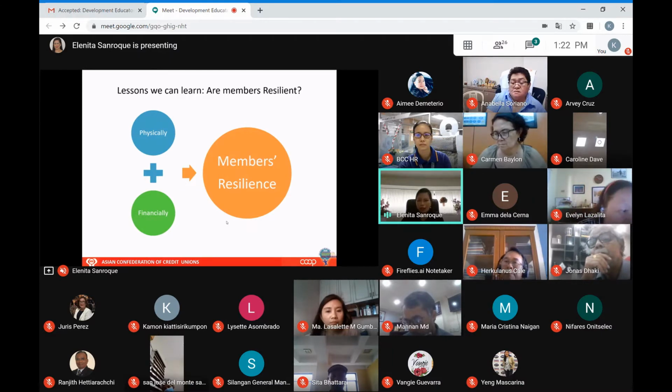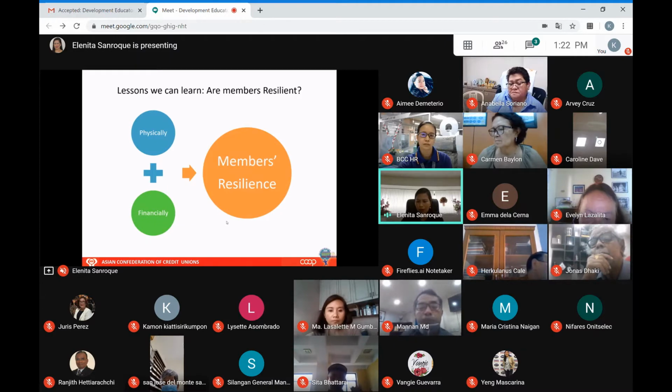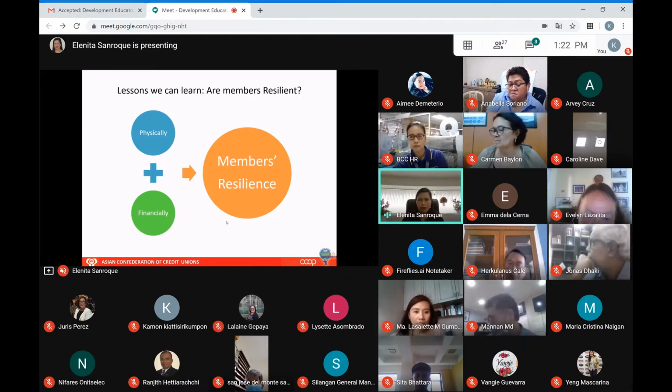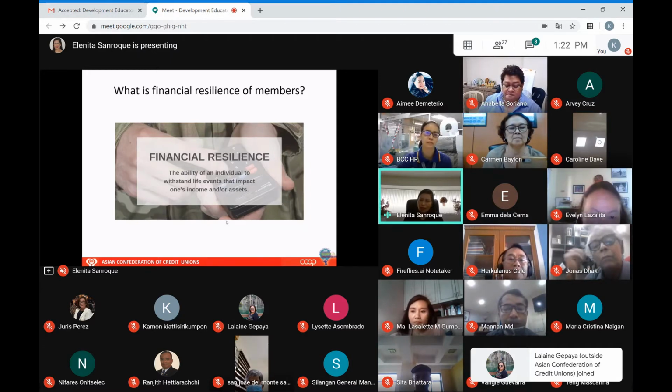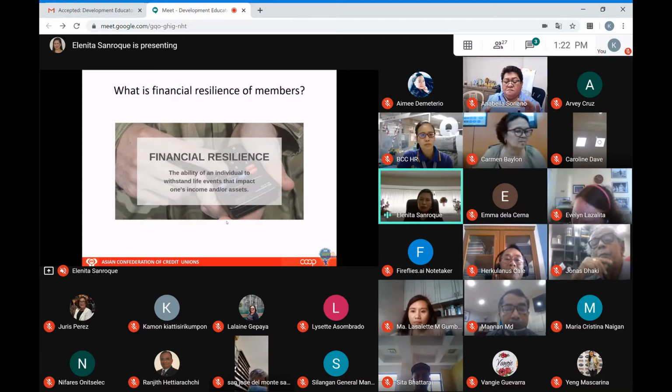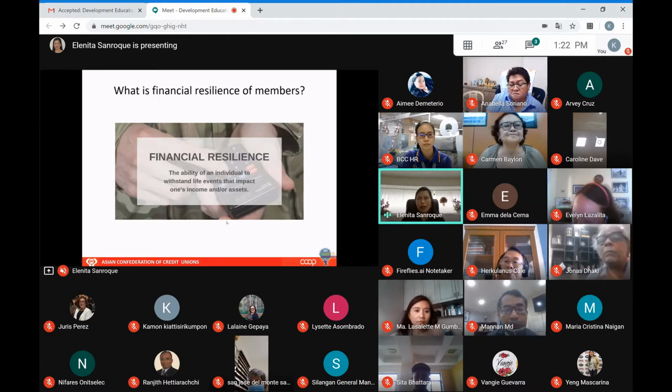same time. So I hope that the development educators will provide this as an input to your board of directors whenever you are talking about how you actually cope with all the impacts of the coronavirus. I just put here this one slide on the definition of financial resilience. It's the ability of an individual to withstand life events that impact one's income or assets. This is very applicable right now, and I think this is the lesson that we should be highlighting in every educational program that we organize for our members in the future.